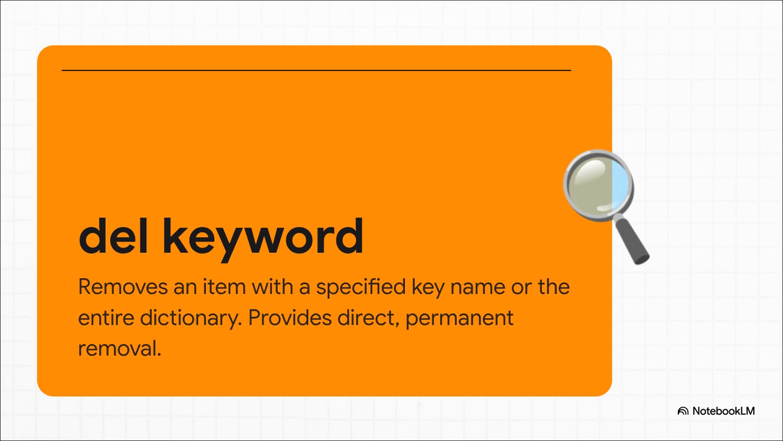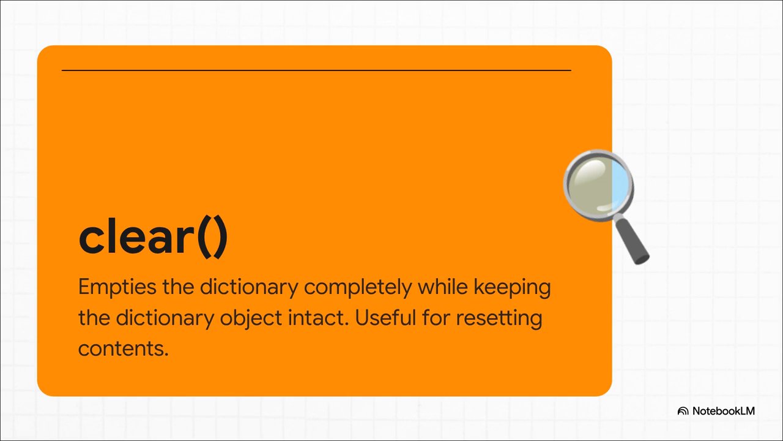And last but not least, we have what I like to call the nuke option, the clear method. This thing does exactly what it sounds like. It removes every single item from your dictionary. It just wipes it clean, leaving it totally empty. But, and this is a really important but, the dictionary itself is still there. It's an empty container, ready for you to fill it up again. It's basically a giant reset button for your dictionary.